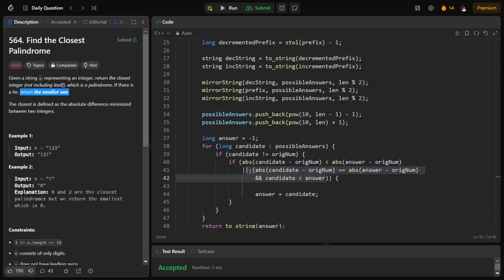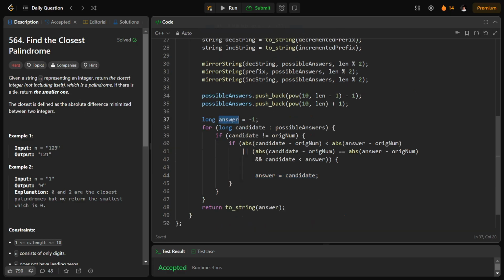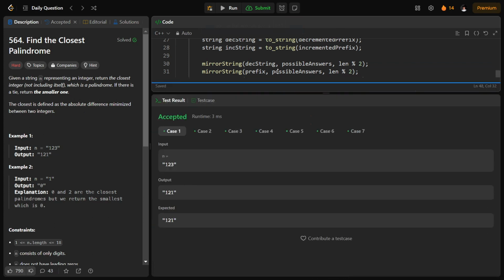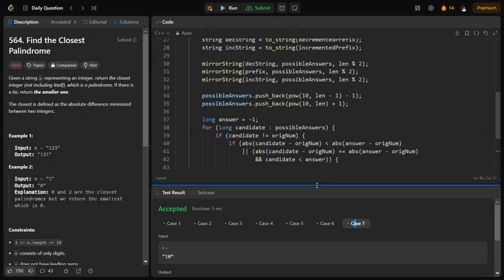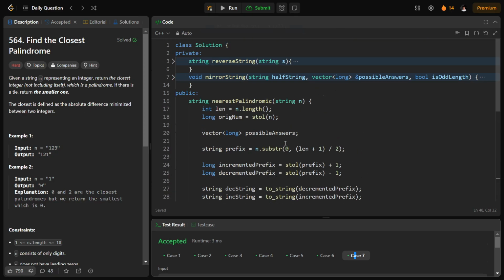To keep track of this, I use this or statement. If I have found a solution that is equally close, and the candidate is less than the answer, I update my answer. In the end we have an integer stored in this long variable. I just convert that to a string and return it. To check this, I took multiple test cases to see if it runs fine, and what I found was it works on most of the things that I thought would be errors. So yep, that was the whole solution of this problem.